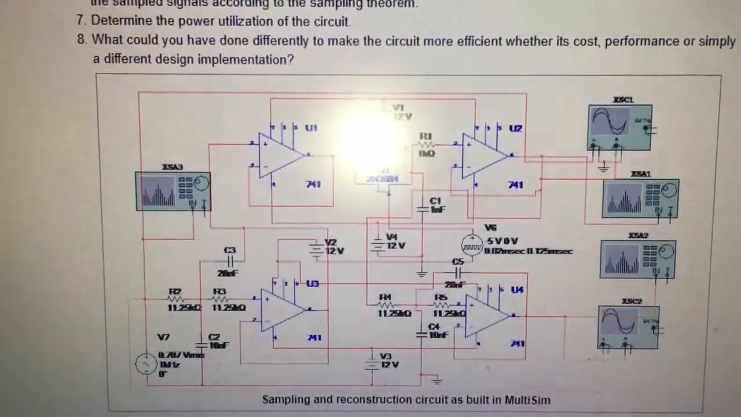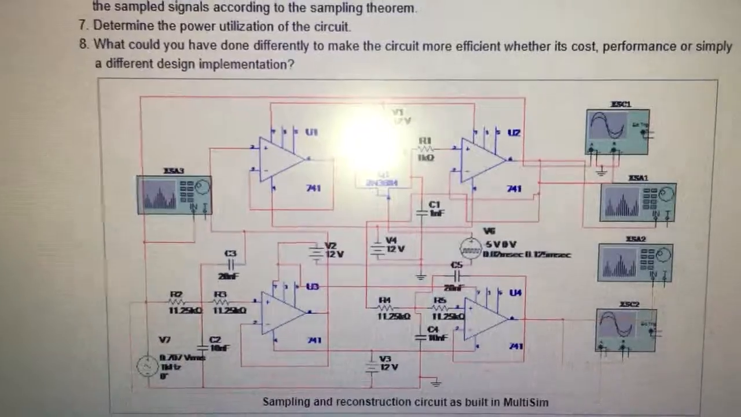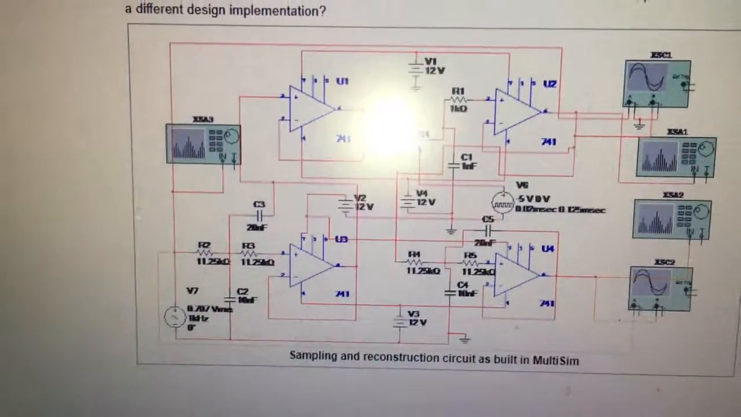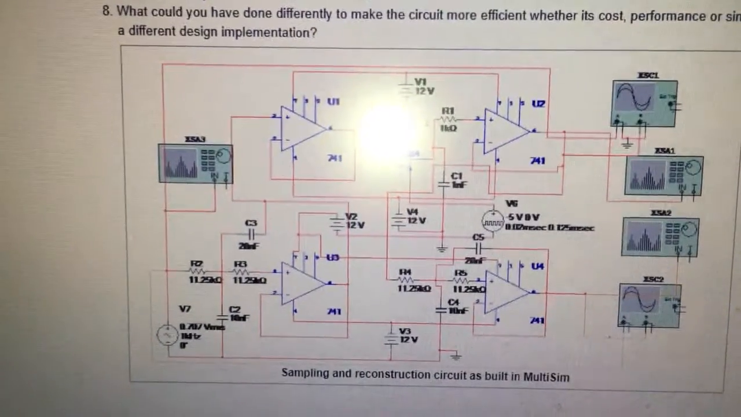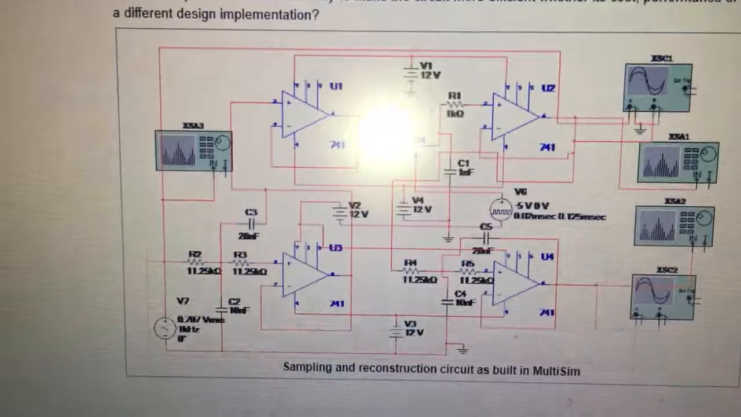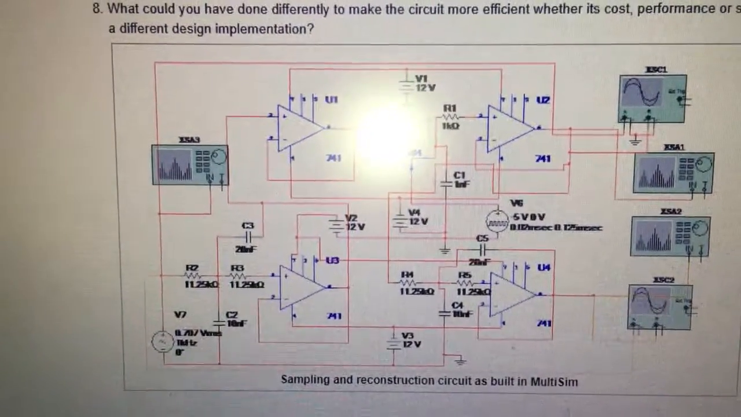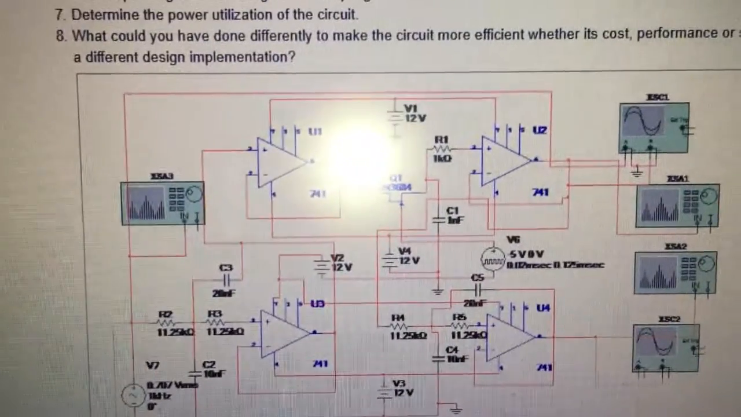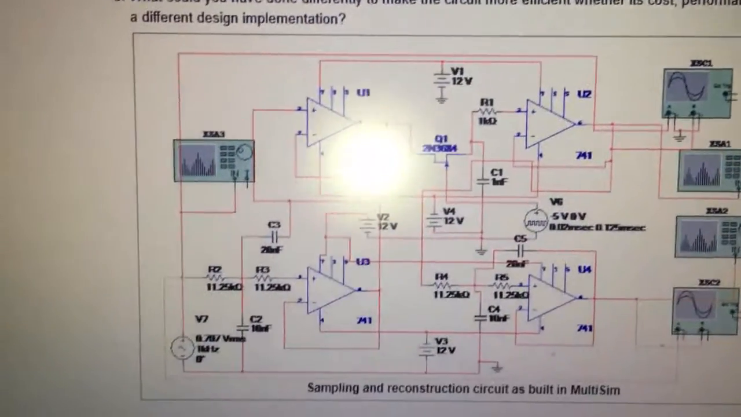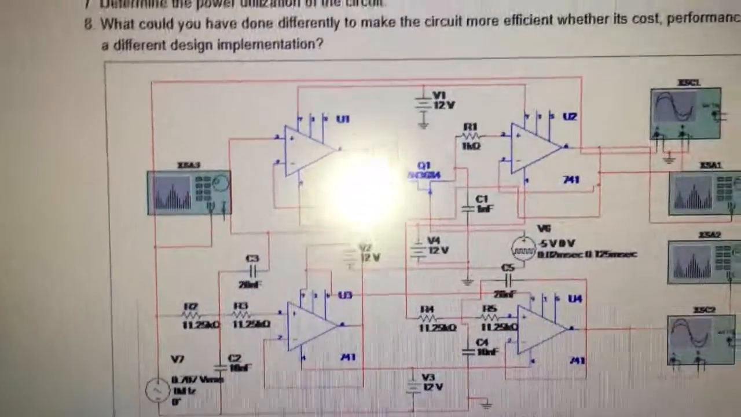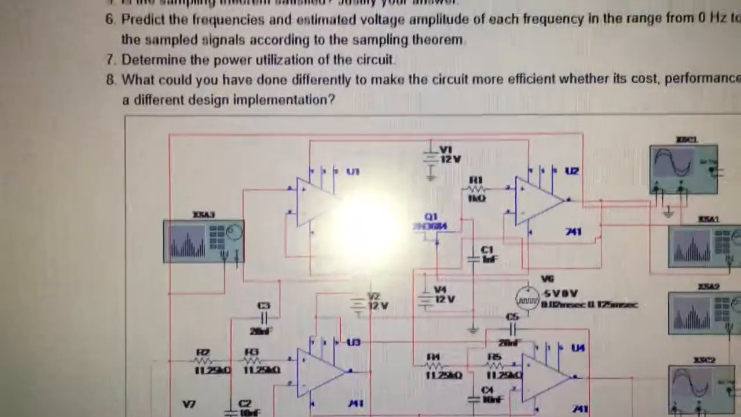For R2, R3, R4, and R5 I used 12k ohm resistors. For C3 and C2 I used 100 nanofarad. For C2 and C4 I used, I believe, 10 nanofarad. Yeah, I used 10 nanofarad for that. For C1 I used 1 nanofarad. For Q1 I used a JFET 2N5458.